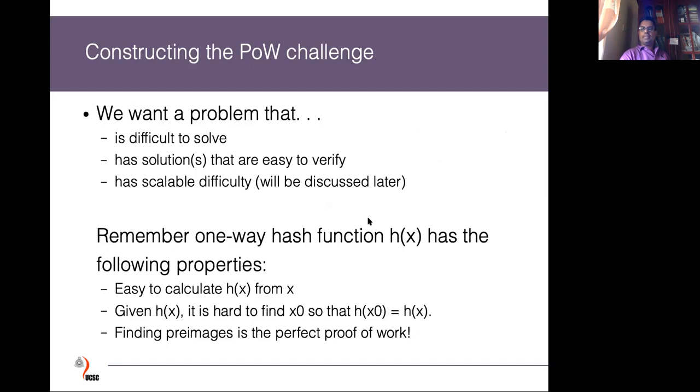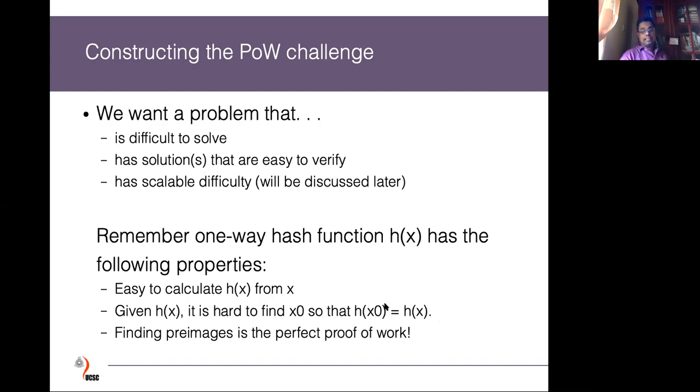So one of the very simple proof of work challenges is a hashing function. Who knows cryptography may know what hashing is. Hashing is an algorithm where we put a message X into it, and it creates a short code called a hash. We may not be able to find two values X0 and X which create the same hash in real time. That's how a hashing algorithm works.